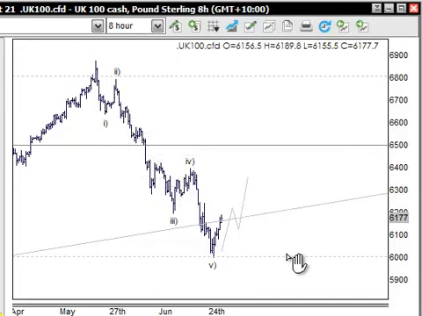Obviously, the FTSE also follows the Dow as well to a point. So whatever happens in this short-term run up through here will be in line with the Dow as well.